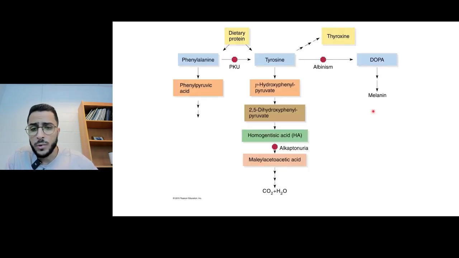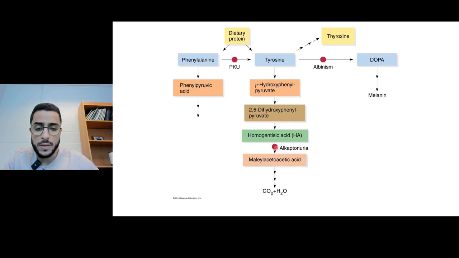This is just a more complex diagram of what I showed you right now to show you where mutations can happen. So obviously, if you have a mutation in the enzyme that converts phenylalanine to tyrosine, then you'll have an accumulation of phenylalanine, and phenylalanine is toxic in high levels. It can cause brain damage and whatnot. Tyrosine, if you make it, then you need to also convert it into dopa to make melanin. If you don't convert it into dopa, then you end up with albinism.